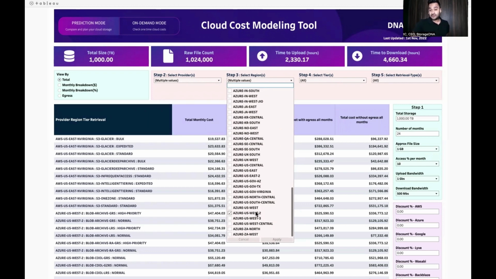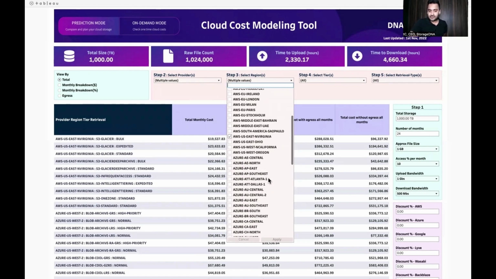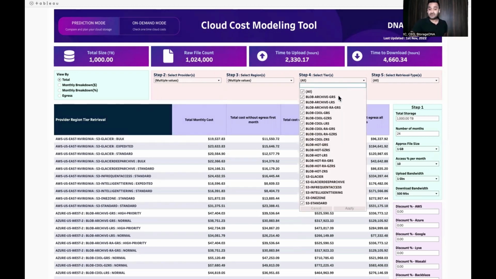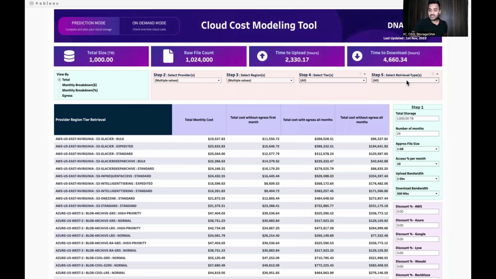To keep the results limited, we are defaulting this to US West 2 for Azure, and US East, North Virginia for AWS. And then you have every single tier of blob, ranging all the way from blob archive GRS to blob hot GRS, and every single tier of S3, from Deep Glacier all the way up to Standard. And you can specify every single retrieval type as well, right?